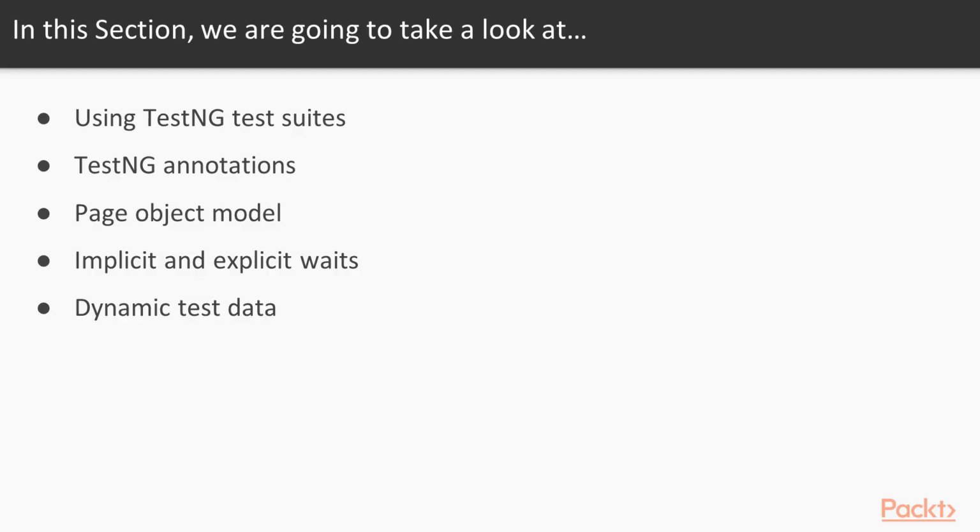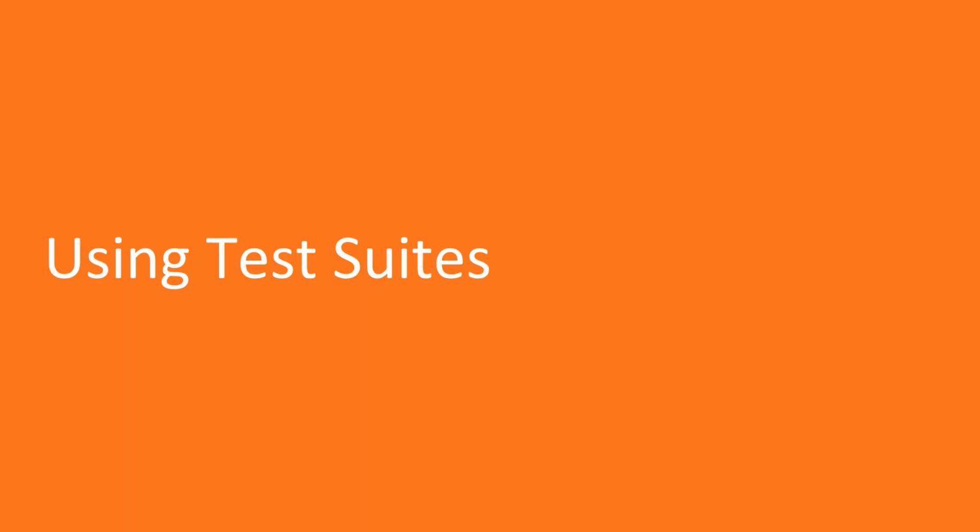In this section we will learn how to write reliable, consistent and efficient tests to make our test automation effort more effective. We will start using TestNG test suites and annotations. We will learn how to use the page object model, the difference between implicit and explicit waits, and how to use soft assertions. Today, in this video, we will learn how to use TestNG test suites.